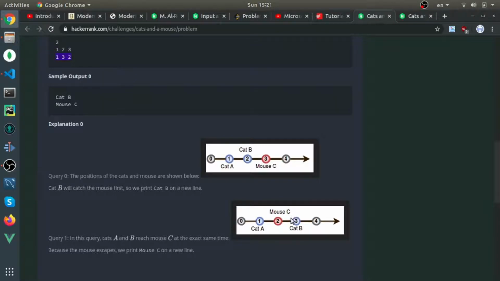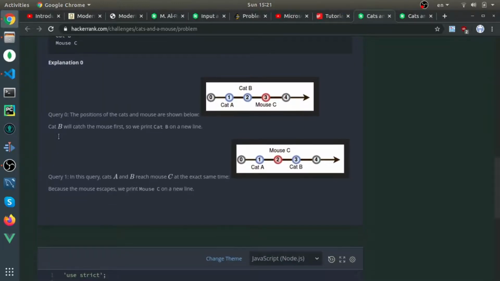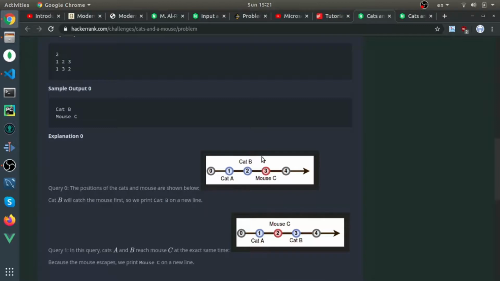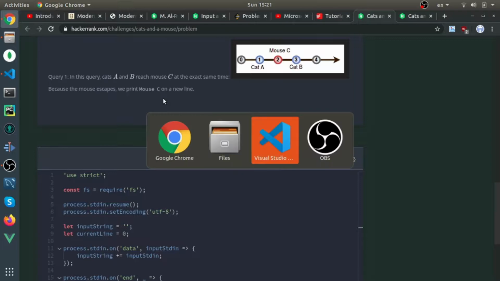They both start from an equal distance from mouse C, so they will arrive at the same time. They will fight, and mouse C will survive. So the question tells you to output the cat that will eat the mouse. If they both arrive at the same time, just print mouse C, which means they will fight and the mouse will escape. So I think it's really simple. You need to calculate who is further away from the mouse. That's it. So I will go to VS Code.